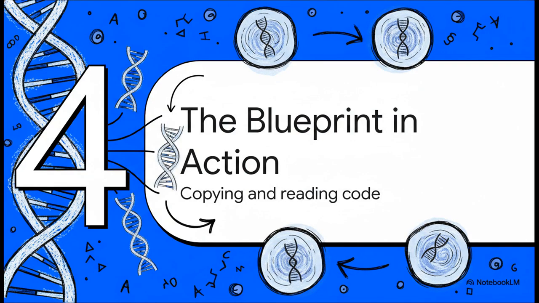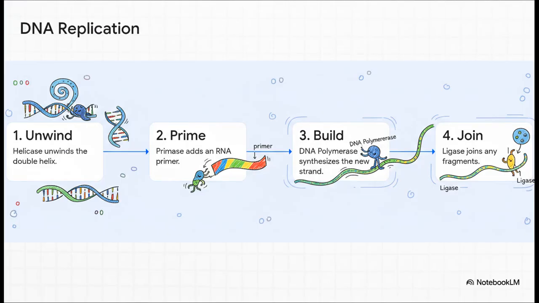Okay, so we have this incredibly stable blueprint in our DNA. That's great, but think about it. When a cell divides, how does it make a perfect, flawless copy of that massive blueprint to give to the new cell? How does that work? Well, it happens through this amazing, beautifully coordinated process called replication. It's like a molecular dance.